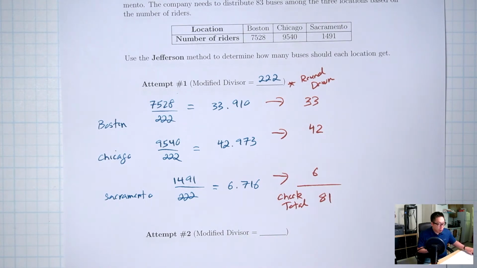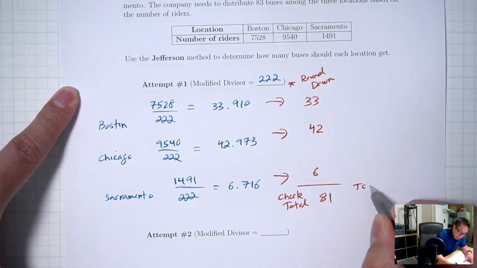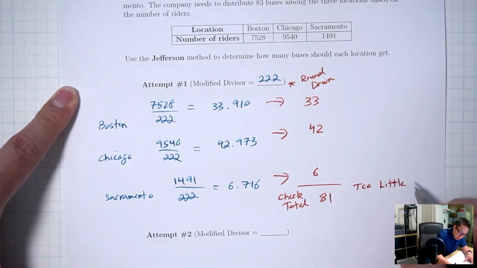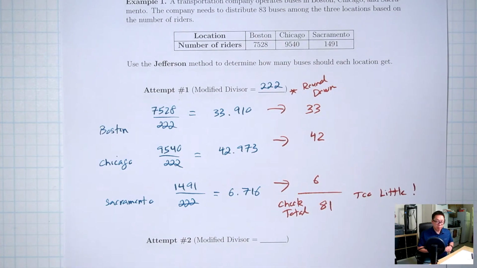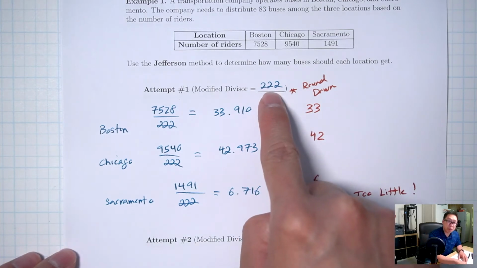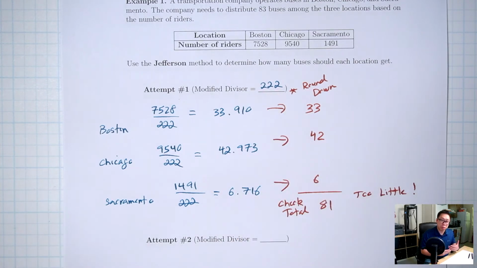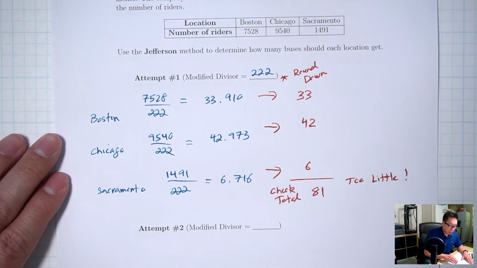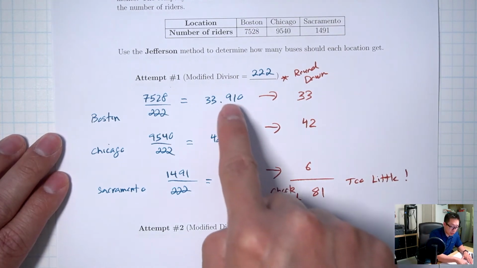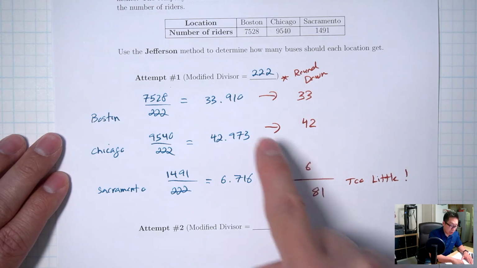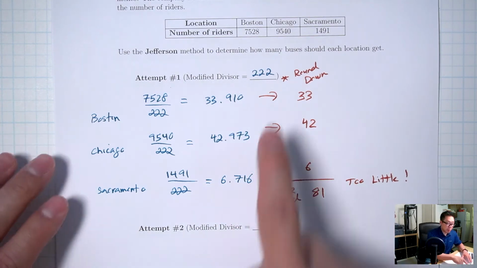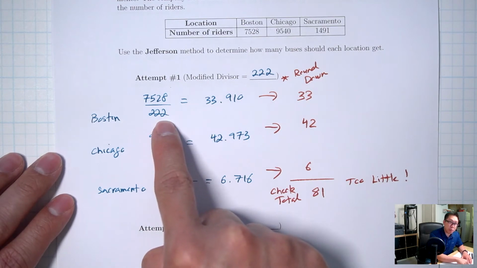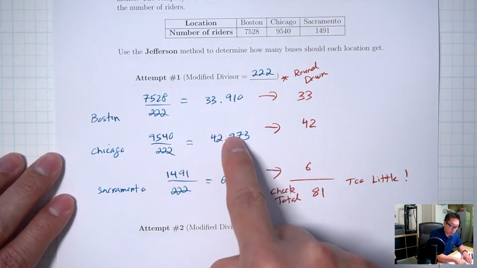So right now, 81 is too low or too little, because we really want 83. So if it's too little, should I increase this to 223 or should I decrease it to 221? So let's think about this. It's too little, so I want these numbers to be bigger, right? So how do I get that bigger? Should I divide by 223 or should I divide by 221? What's going to give me bigger numbers right here?